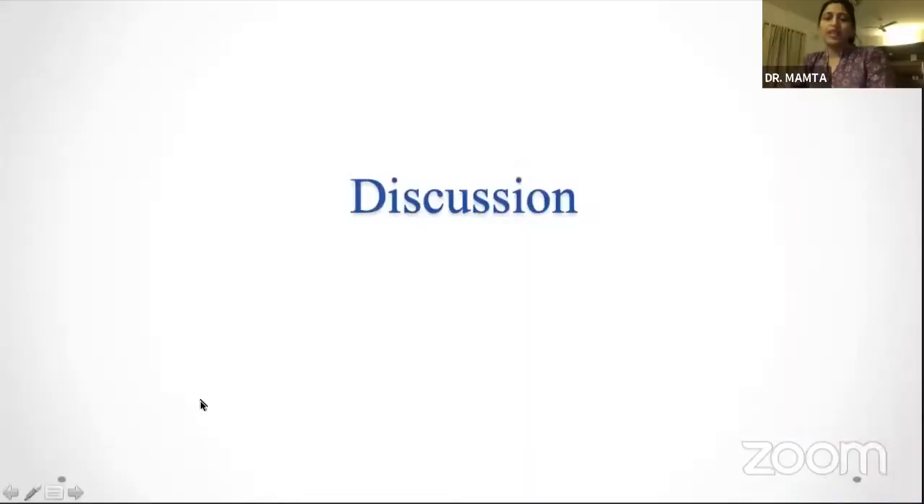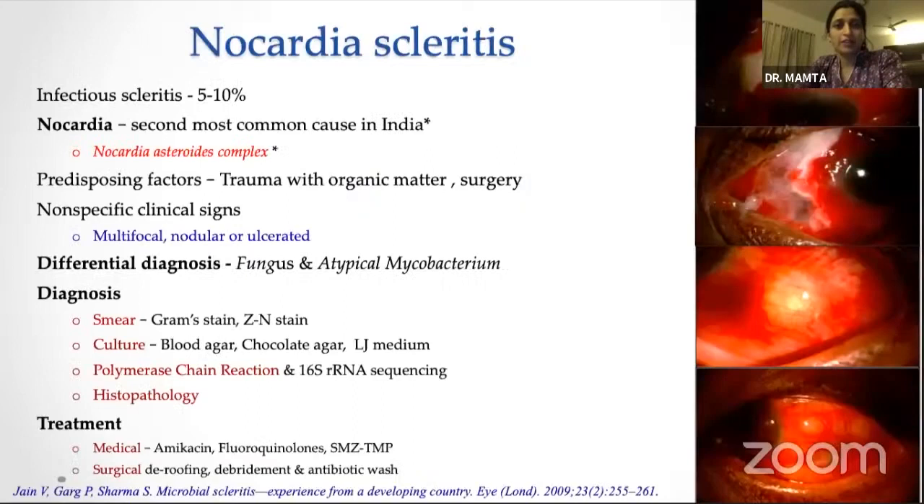Thanks, Neetu. Thanks, Ghazal, for presenting the whole case. Let's go through in a little more detail how we see these cases, Nocardia scleritis. Infectious scleritis is just 5 to 10% of all the cases of scleritis which we all see. It has been reported that Nocardia is the second most common cause in India, being a tropical, more humid area. And they say that Nocardia is more complex.